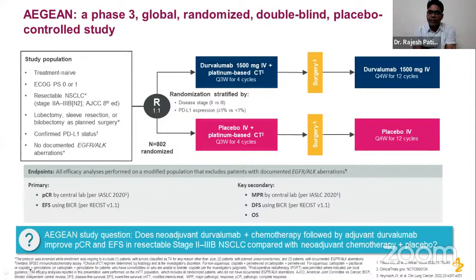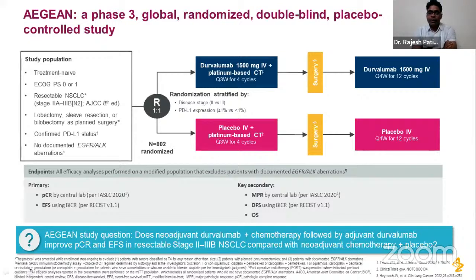So today the drug of interest is durvalumab. We'll be discussing the AEGEAN trial, a global randomized phase 3 trial. In this trial, the inclusion criteria were treatment-naive patients with good performance status and resectable non-small cell lung cancer, stage 2A to 3B based on AJCC 8, where lobectomy, sleeve resection or bilobectomy was planned as surgery, PDL1 status was checked, and there were no documented EGFR or ALK alterations.